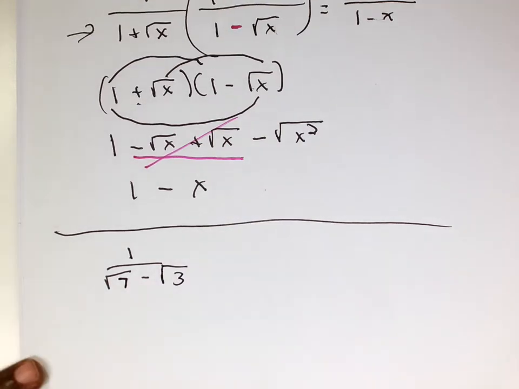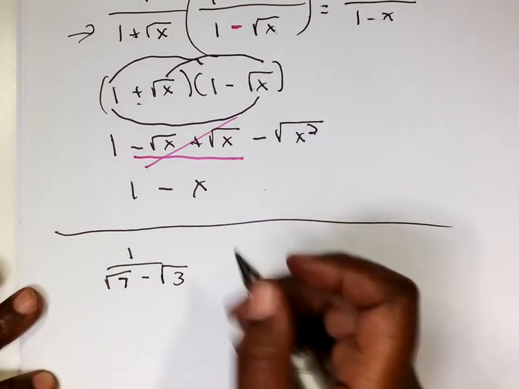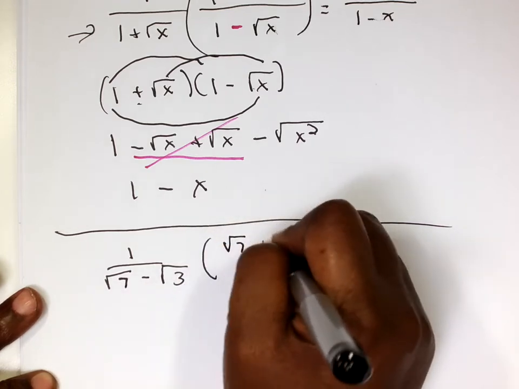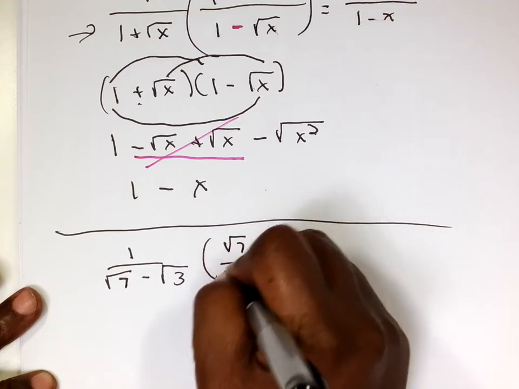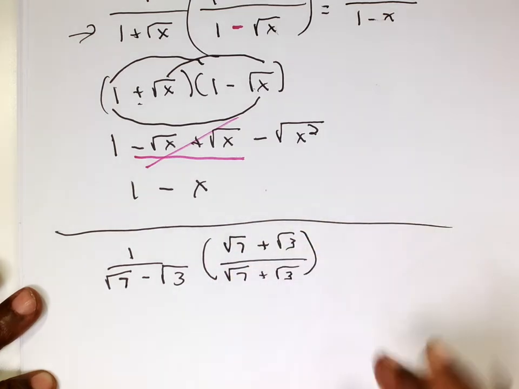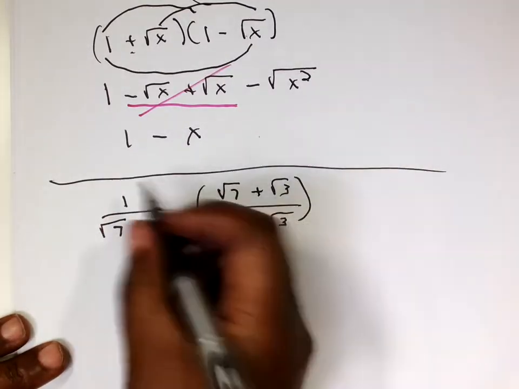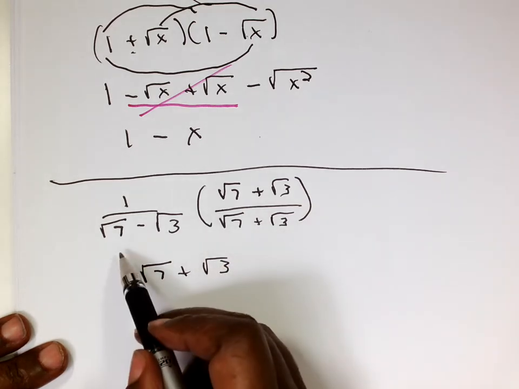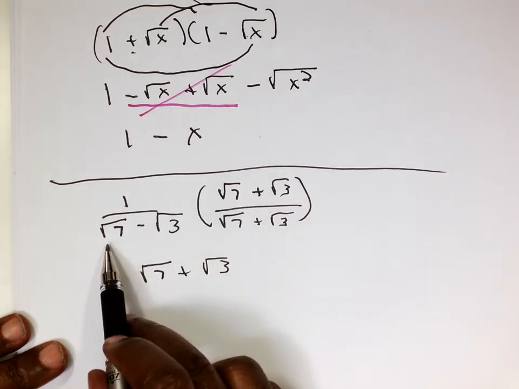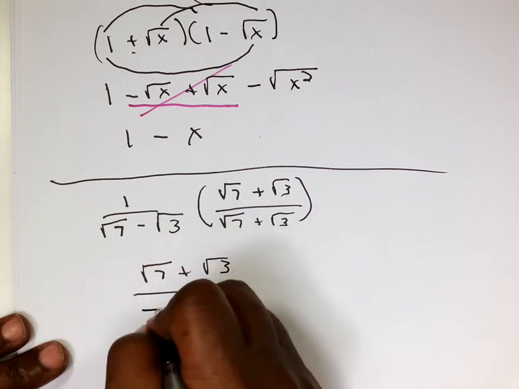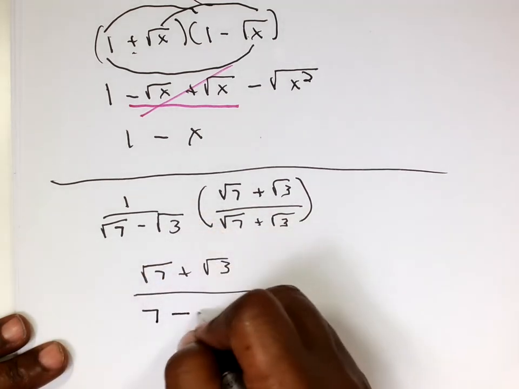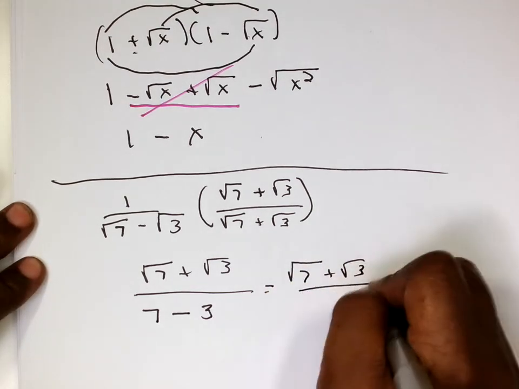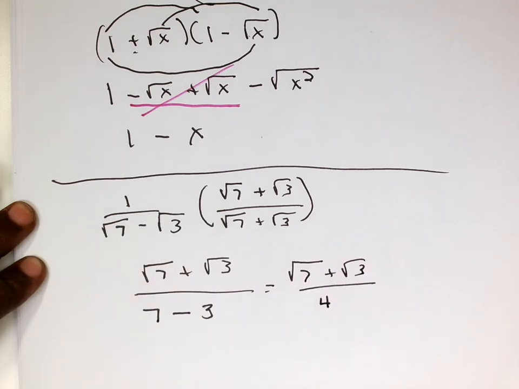So I have 1 over square root of 7 minus the square root of 3. Because it's minus, the conjugate is square root of 7 plus square root of 3. So multiply the top, we just get square root of 7 plus square root of 3. The bottom, remember I said you're just squaring that, so that square root of 7 squared gives you 7, minus the square root of 3 squared, which is just 3. So we get square root of 7 plus square root of 3 over 4.